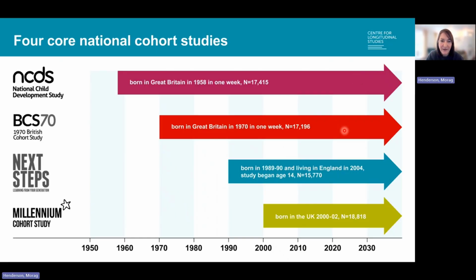The next is the BCS 70, born in Great Britain in 1970 in one particular week, again with a starting sample of 17,000. Next Steps is slightly different. It wasn't a birth cohort study, so we don't have information from early childhood, but instead it started as a school-based study. So it started in year 9 in secondary school in England. And so it's a generation of people born in 1989-90, but we don't have those early childhood years. And lastly, we've got the Millennium Cohort Study, who were born in 2000 to 2002 with a sample size of over 18,000. And I should say this is a UK sample, so it's England, Scotland, Wales and Northern Ireland.